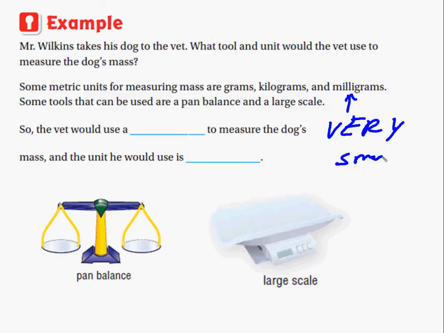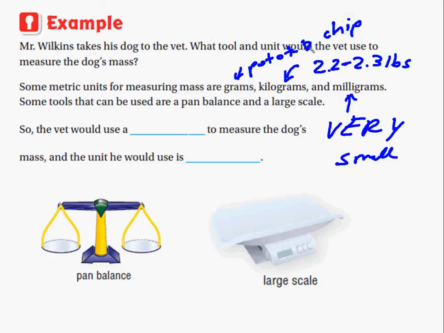Very small. And kilograms, this is about 2.2 to 2.3 pounds. So it's much heavier than these. It's 1,000 grams. Okay, so this is a potato chip, or an envelope with a letter in it. Potato chip, grams. And milligrams are very small, grain of sand. Kilogram, 2.2 to 2.3 pounds.